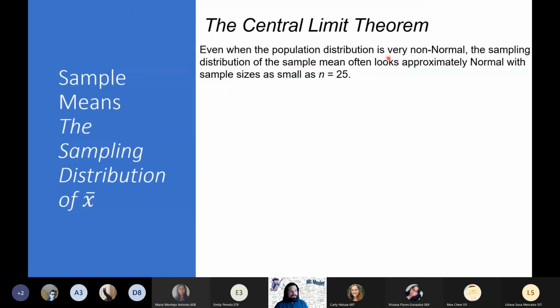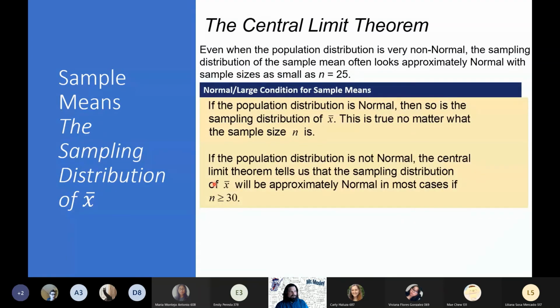So even when the population distribution is very non-normal, the sampling distribution of the sample mean often looks approximately normal with sample sizes as small as n equals 25. And this is what we want to write down in our notes. Normal/large condition for sample means: if the population distribution is normal, then so is the sampling distribution of x bar. This is true no matter what the sample size n is. If the population distribution is not normal, the central limit theorem tells us that the sampling distribution of x bar will be approximately normal in most cases if n is greater than or equal to 30.